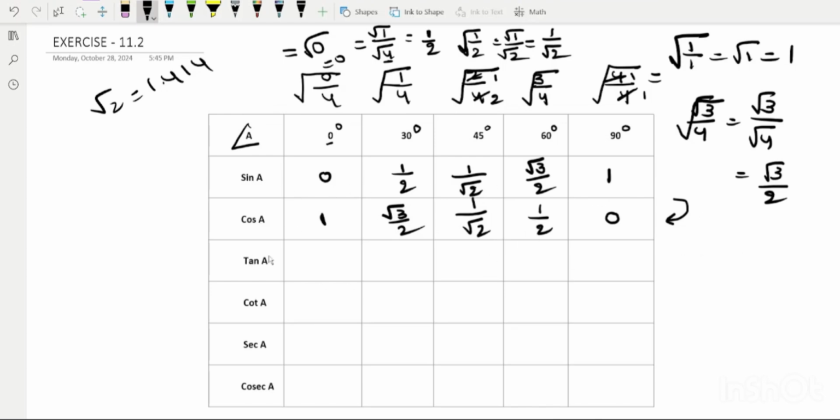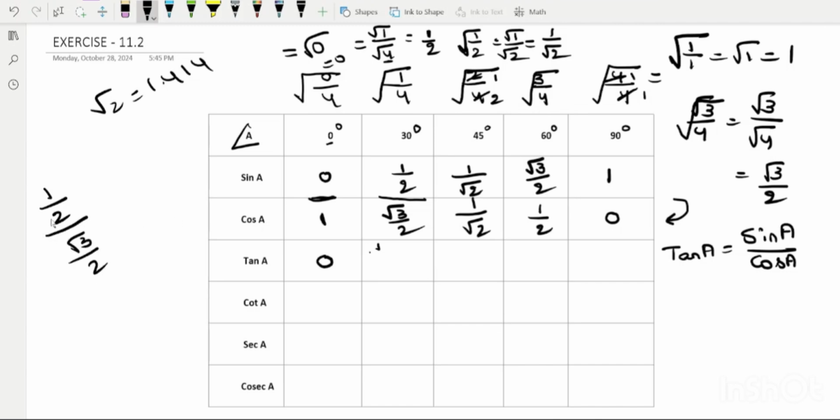Now for tan, we know that the formula for tan A is sine A upon cos A. The value of 0 by 1 is 0. Now divide sine 30 degrees by cos 30 degrees, which is 1 by 2 divided by root 3 by 2. Both of the 2s get cancelled, and you are left with 1 divided by root 3. So the value of tan 30 degrees would be 1 by root 3.